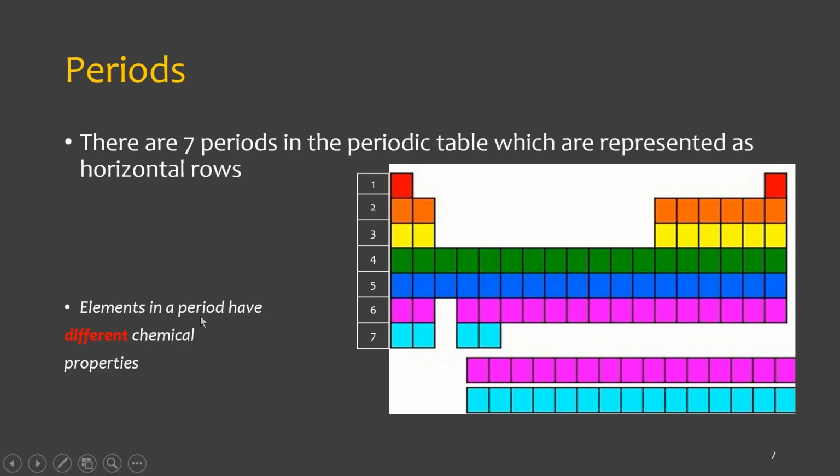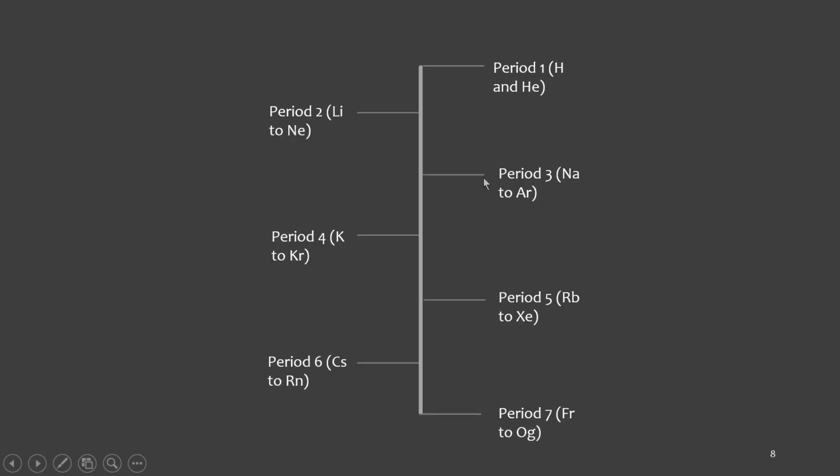Elements in a period have different chemical properties. It means if an element is present here and another element is present here, they are both in the same period, but they do have different chemical properties. This is an overview of the periods. Period 1 has hydrogen and helium, and so on. Period 3 has the elements from sodium to argon, and period 6 has elements from cesium to radon.